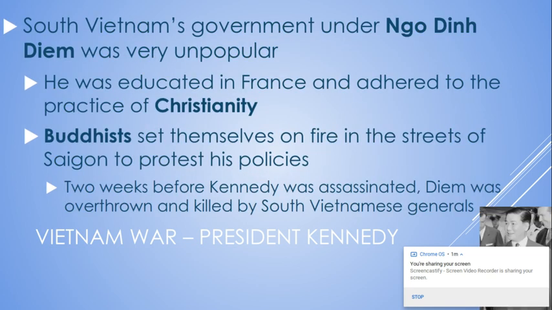South Vietnam's government under Ngo Dinh Diem was very unpopular. He was educated in France and adhered to the practice of Christianity. Buddhists set themselves on fire in the streets of Saigon to protest his policies. Two weeks before Kennedy was assassinated, Diem was overthrown and killed by South Vietnamese generals.